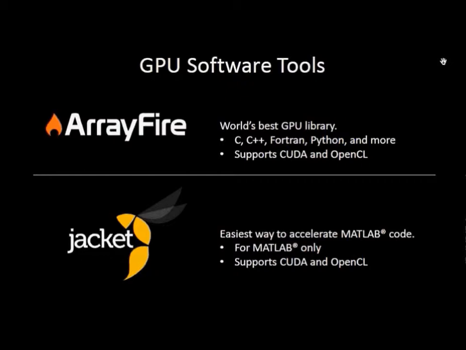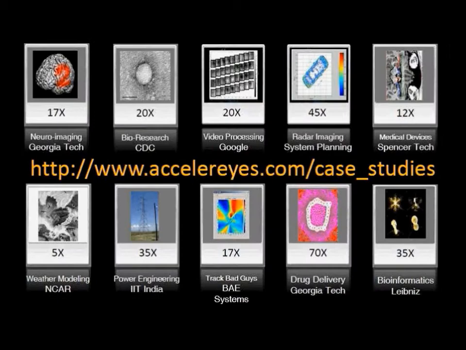It's the world's largest and fastest GPU library. It supports C, C++, Fortran, Python, and other front-end languages. It has backends for both CUDA and OpenCL, so it's hardware vendor neutral. We also have Jacket, which is specifically focused on MATLAB code and integrates with MATLAB, requires MATLAB to run. It also has both CUDA and OpenCL backends.